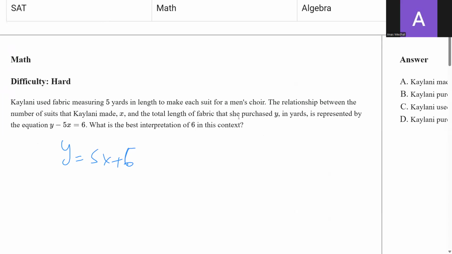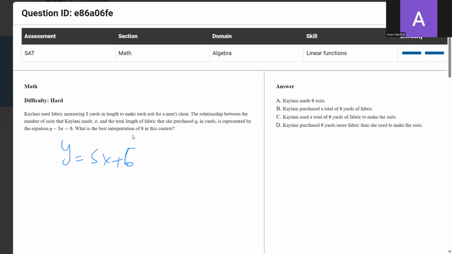And the total length of fabric she purchased is Y, and the yards is represented. So this is the extra number of yards she has. She purchased a total of 6 yards of fabric and used a total of 6 yards to make the switch. She purchased 6 yards more fabric than she used to make the switch. So the answer is D.